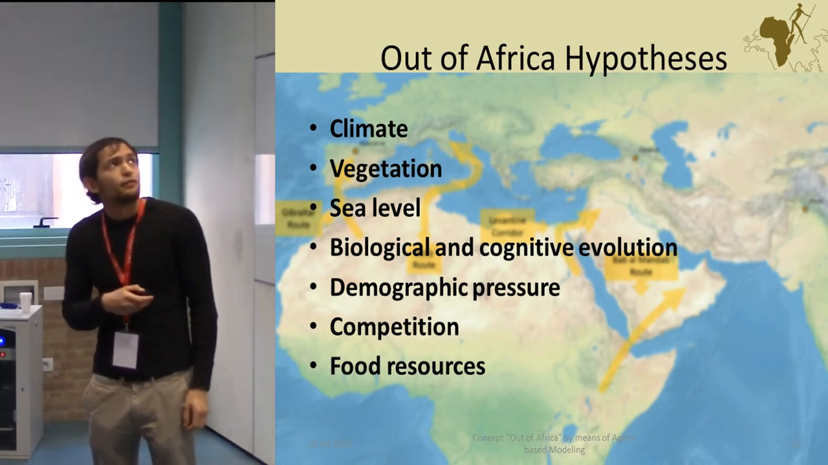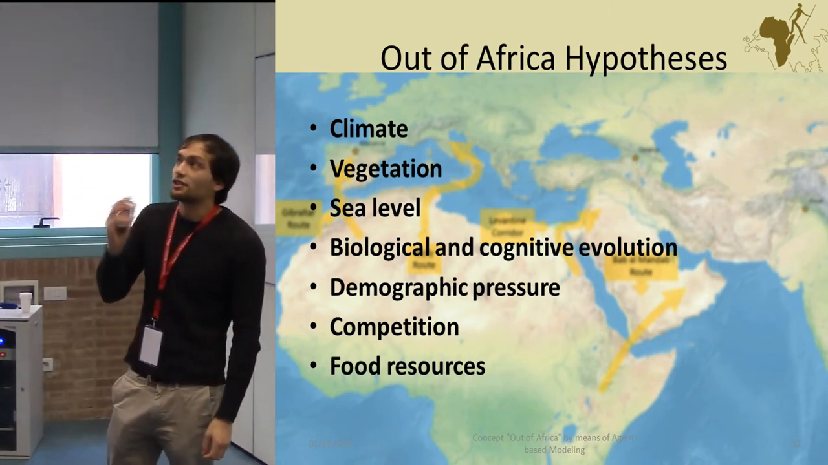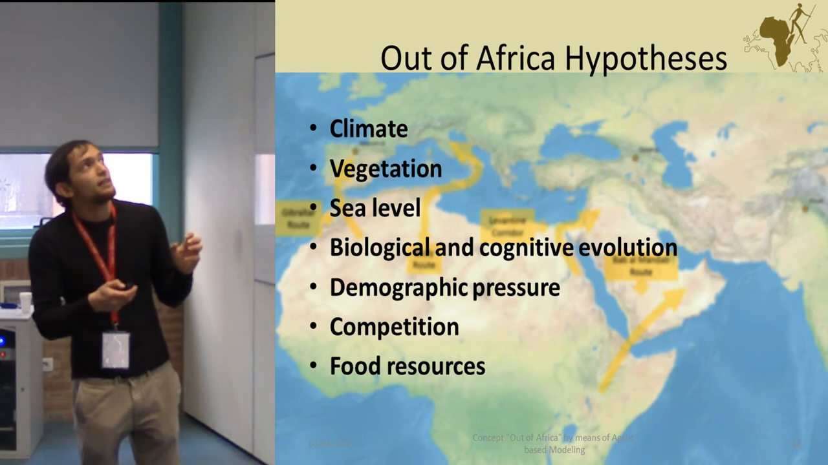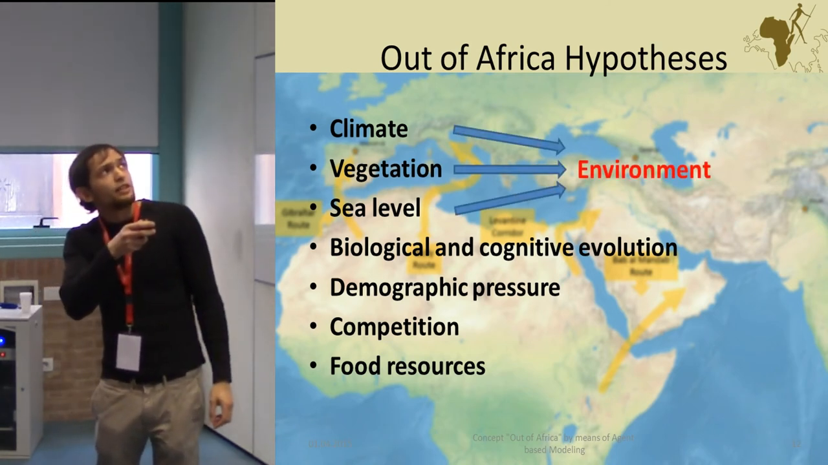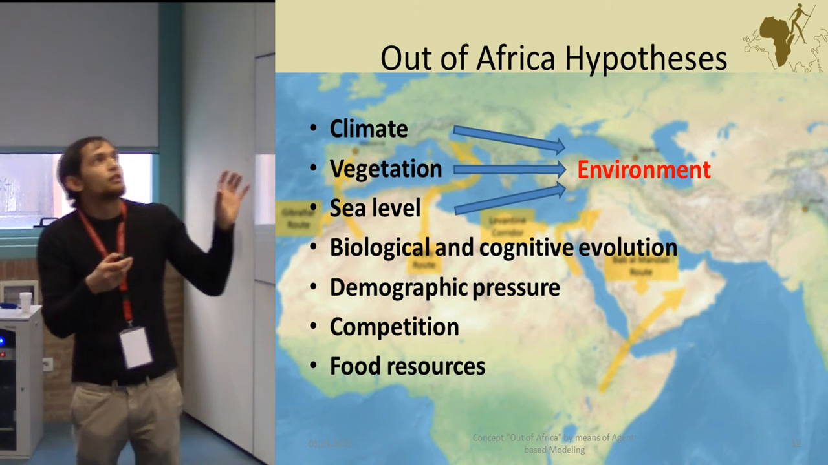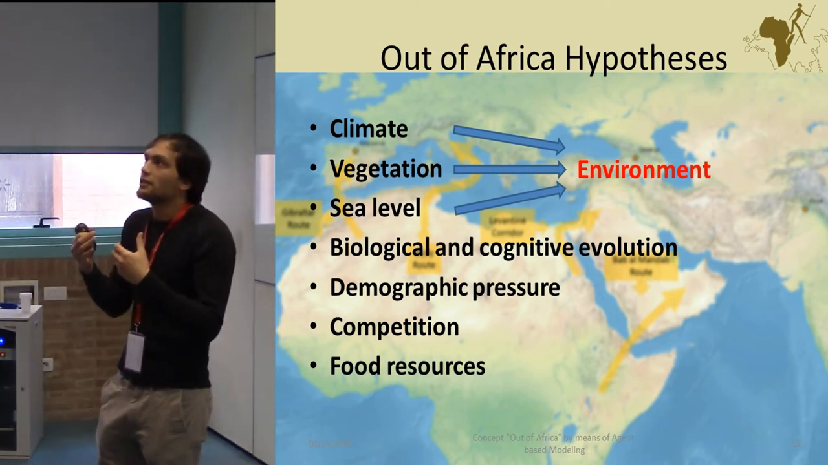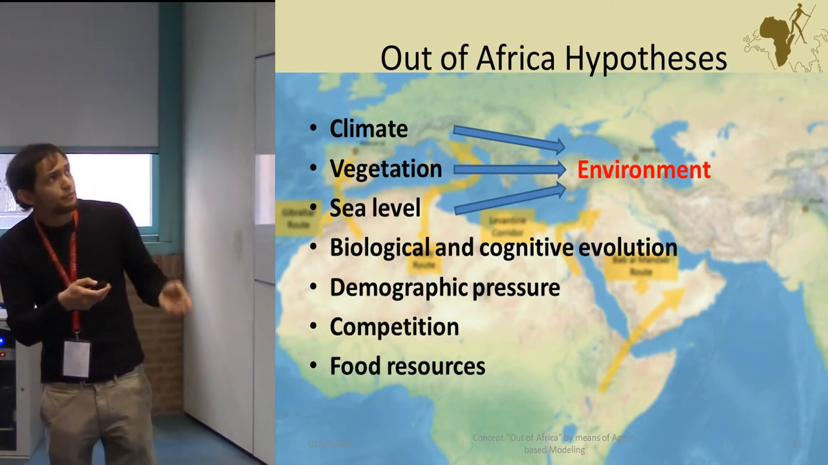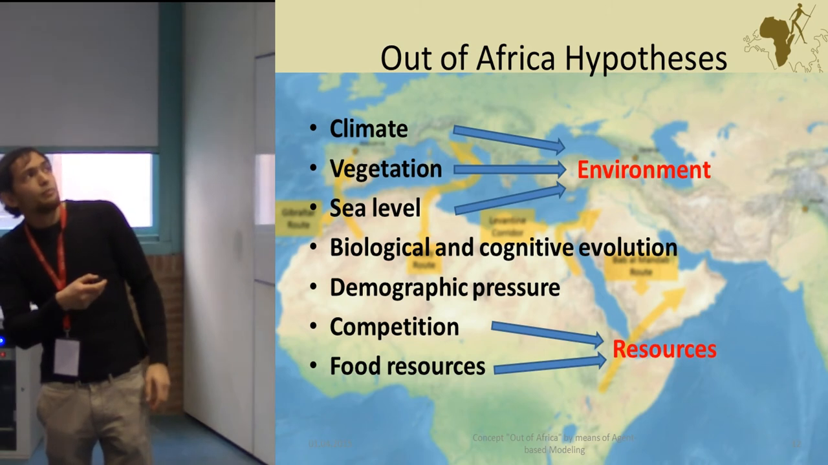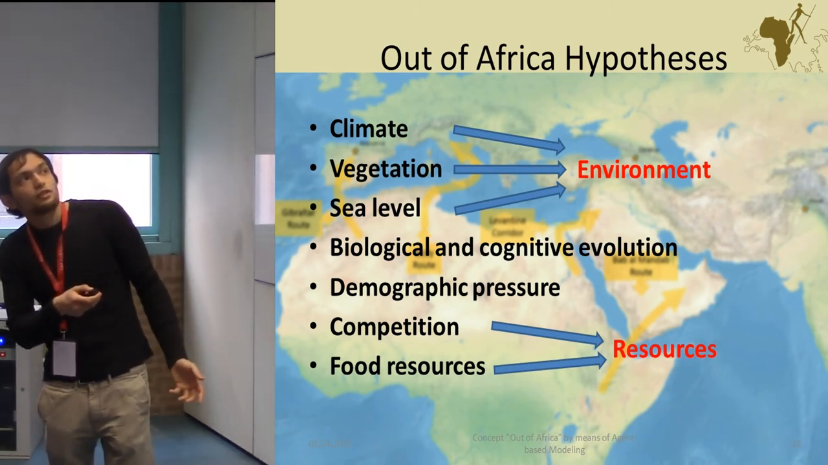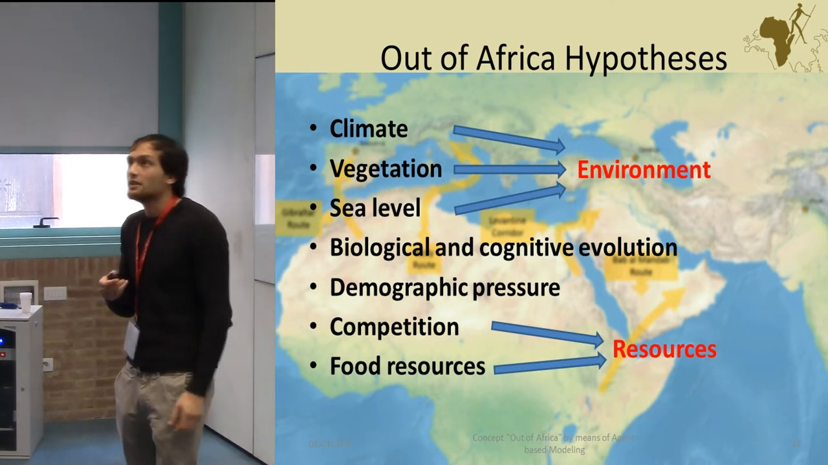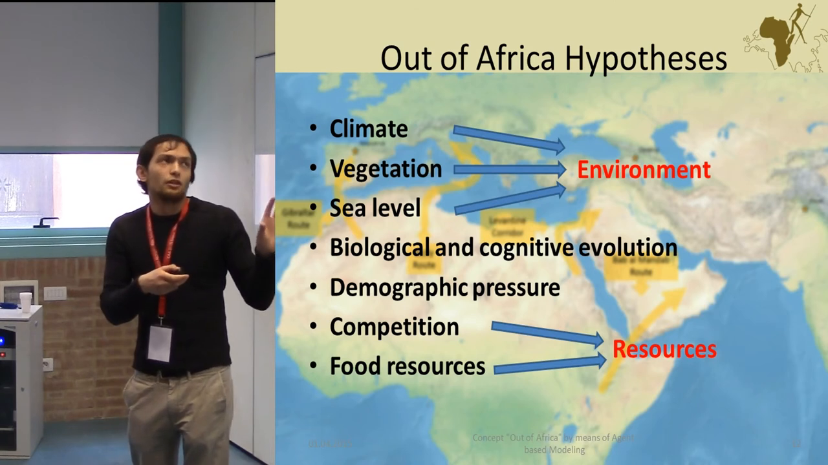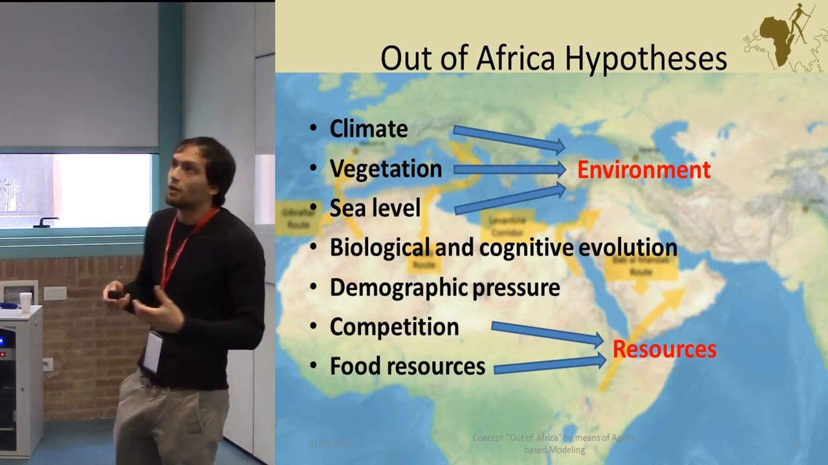Here again, you see these different hypotheses. What I did as a first step is to group these hypotheses into scenarios. For example, the climate, vegetation, sea level, and I also included geology, such as tectonics or volcanism, into the environmental scenario. And I included competition and food resources into the resources scenario, because competition is essentially competition for resources. It could not only be food resources, for example, the raw material.